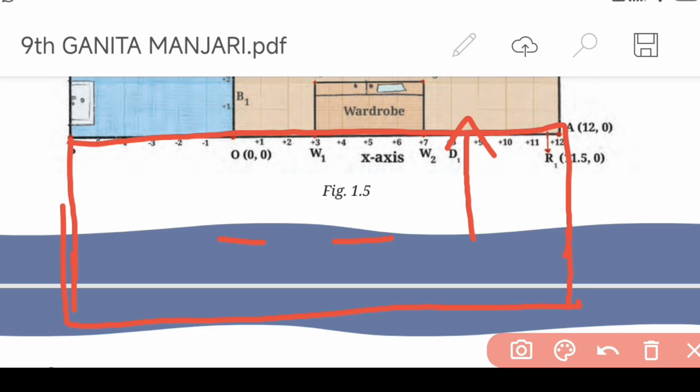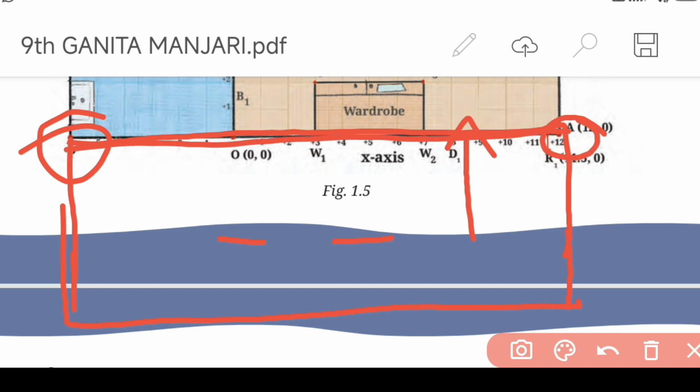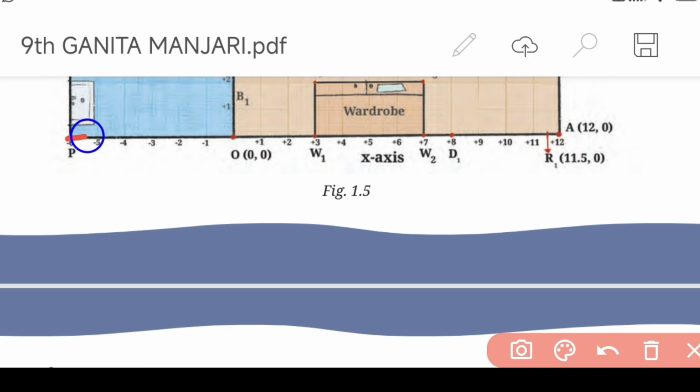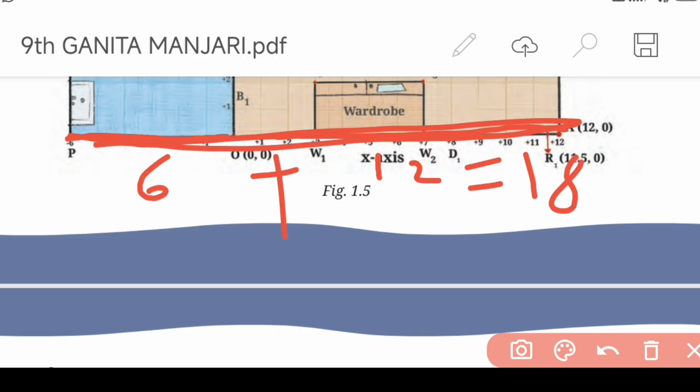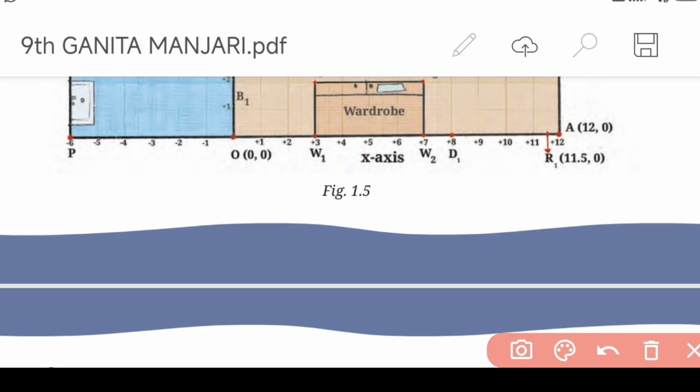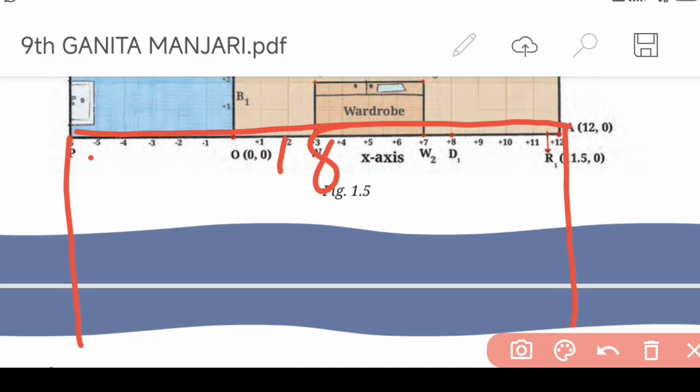And next he is telling that the length of the dining room extends from point P. This is the point P and this is the point A. It extends from here to here. So if we count all these, until here is 6 units, from here to here 12 units. Total it is 18 units. So this is length of the dining hall. So total 18 units. Next, 15 feet. That means it should be downwards. 15 feet means this should be down.